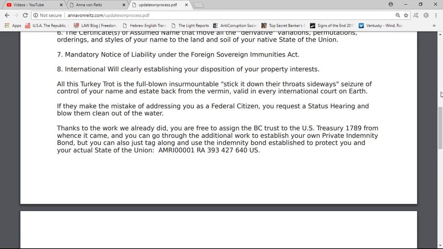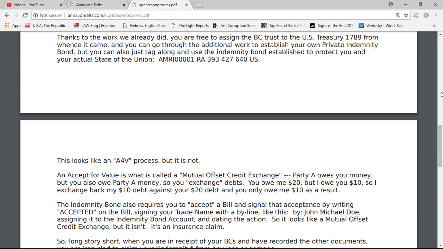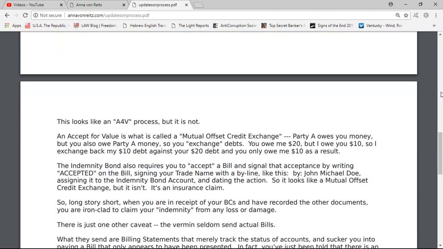All this is the full-blown, insurmountable, stick-it-down-their-throat sideways seizure of control of your name and estate back from the vermin, valid in every international court on earth. If they make the mistake of addressing you as a federal citizen, you request a status hearing and blow them clean out of the water. So thanks to the work we already did, this is Anna talking, you are free to assign the BC Trust to the U.S. Treasury 1789 from whence it came, and you can go through the additional work to establish your own private indemnity bond, but you can also just tag along and use the indemnity bond established to protect you and your actual State of the Union.